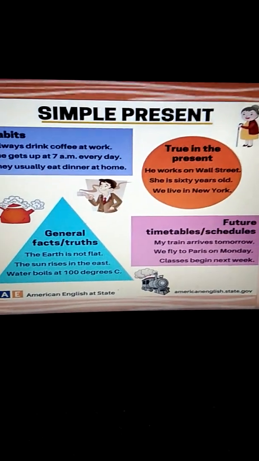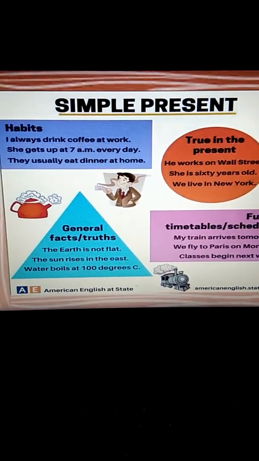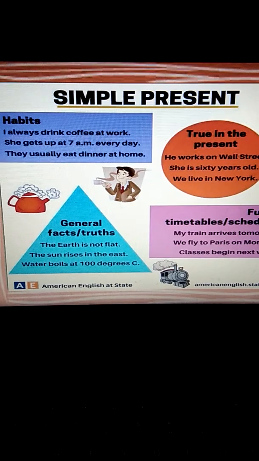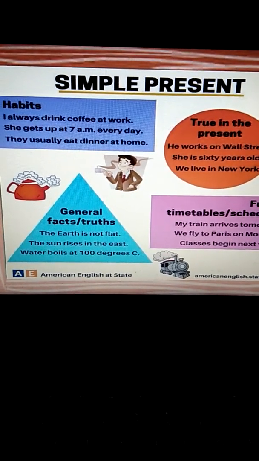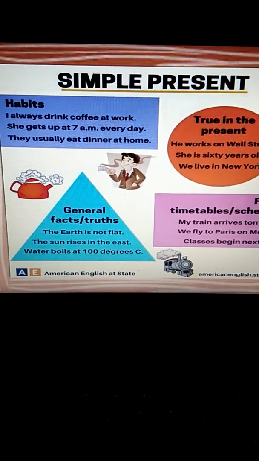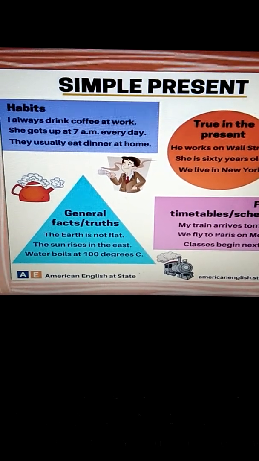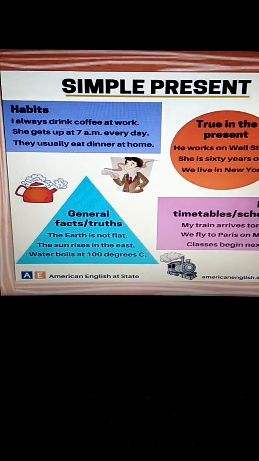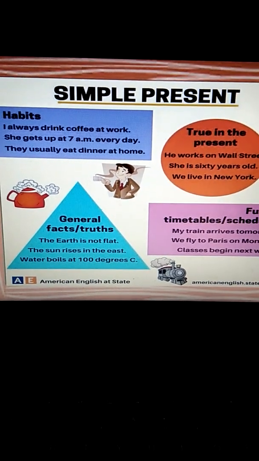Now, simple present. What do we describe in simple present? In simple present, we describe habits. Habitual action, I told. I always drink coffee at work. She gets up at 7 a.m. every day. They usually eat dinner at home. So these words, always, usually, are used to show habitual action.